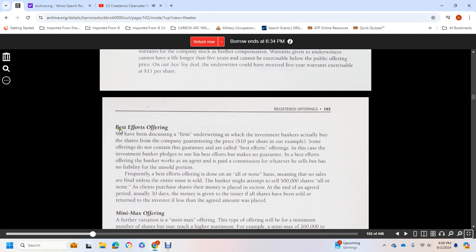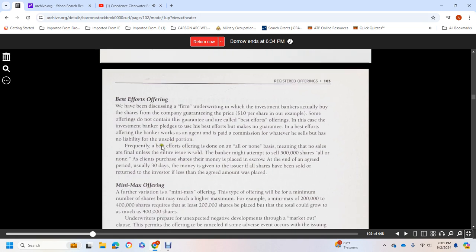Best efforts offering. We have discussed firm underwriting, in which investment bankers actually buy the shares of the company, guaranteeing the price at $10 per share. Some offerings do not contain this guarantee and are called best efforts offerings. In this case the investment banker pledges to use best efforts, but makes no guarantee. The banker works as an agent paid a commission for whatever he sells, but has no liability for the unsold portion. Frequently, a best efforts offering is done on an all or none basis, meaning there is no sale unless the entire issue is sold. The banker might attempt to sell 500,000 shares, all or none.